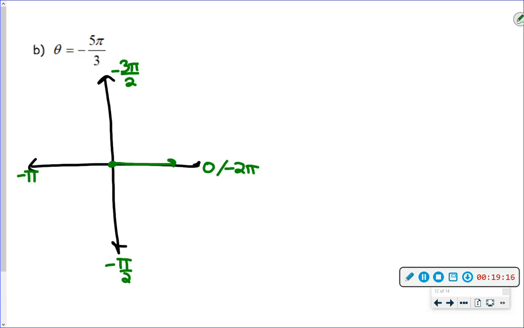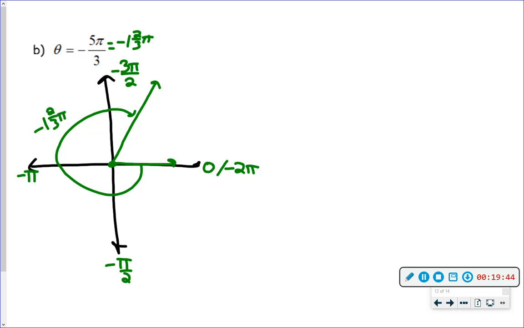So negative, if it helps you, think of this as negative 1 2/3 pi. So I'm going to go negative a half, negative 1. Negative 2/3 is going to be a little past negative 1 1/2. So from here around, negative a half, negative 1, negative 1 1/2, and that looks good enough to be about negative 1 2/3.